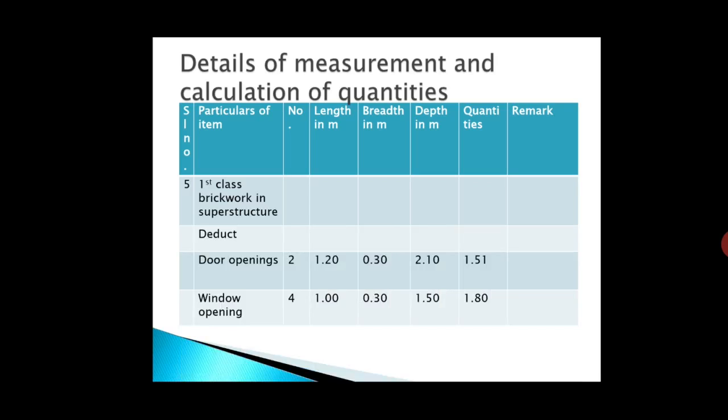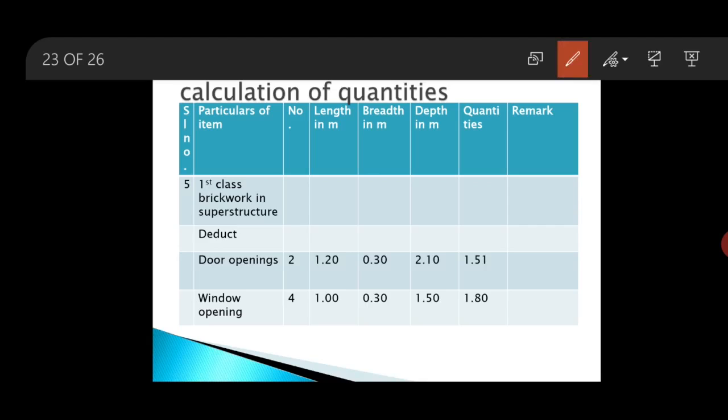So we will write down deduct. After the calculation of gross volume, simply write down under the same item, deduct. So deduct first door opening. Door opening is of number 2. What is the length? Length of the opening is 1.2, breadth is 0.3, height is 2.1. Similarly, window opening number is 4, length is 1, breadth is 0.3 and height is 1.5.